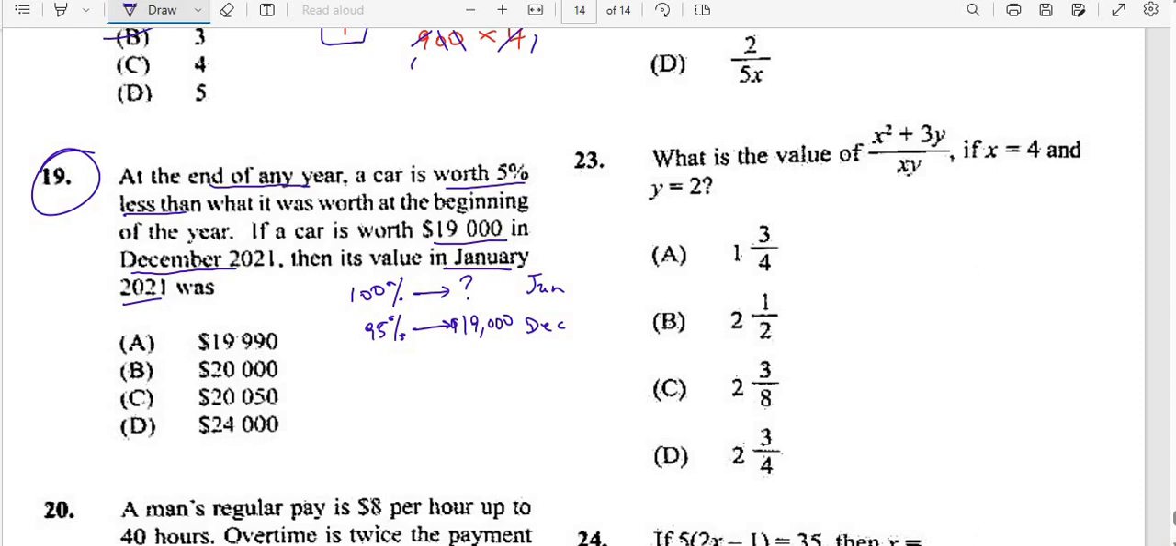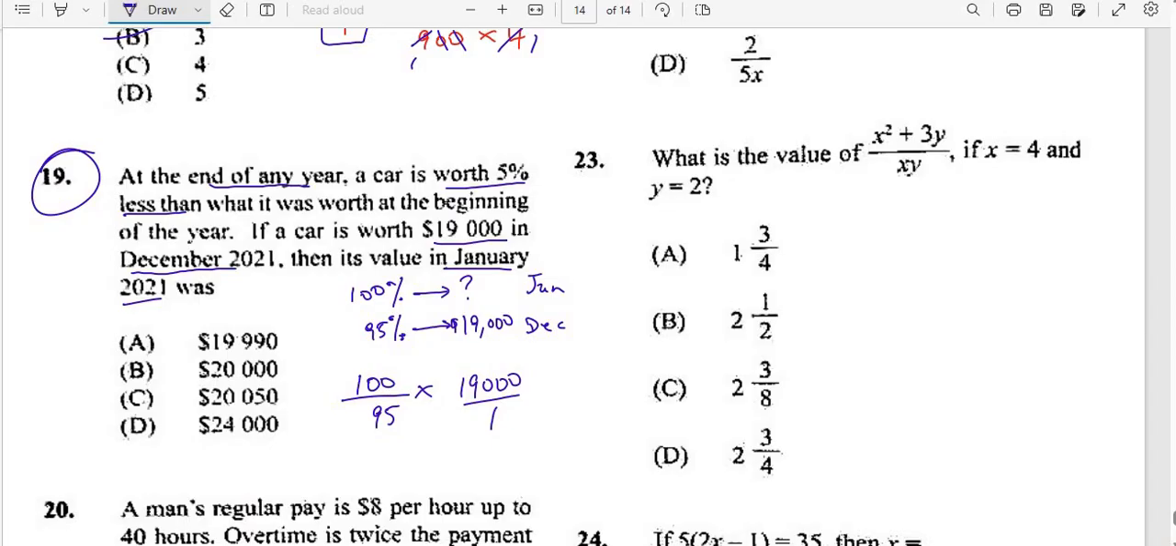Now because you're trying to find the original, you put the 100% on top, put the 95 below, and you're going to multiply by 19,000. It's just a quick technique to use. Now the percentage will cancel off there, and then again, CXC is going to give you some nice numbers to work with.